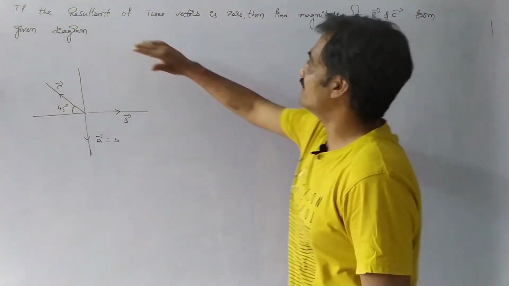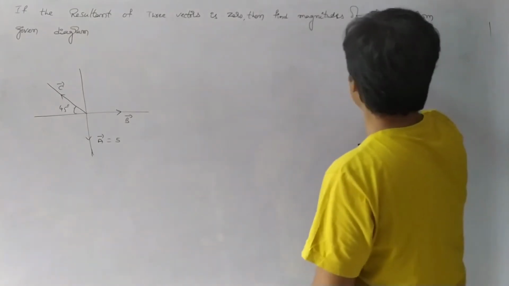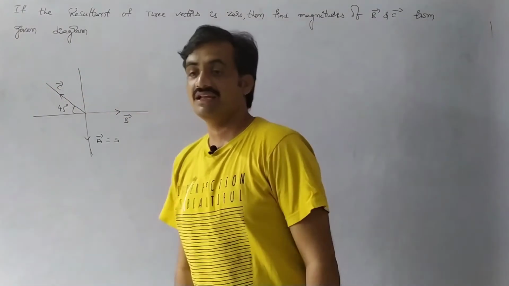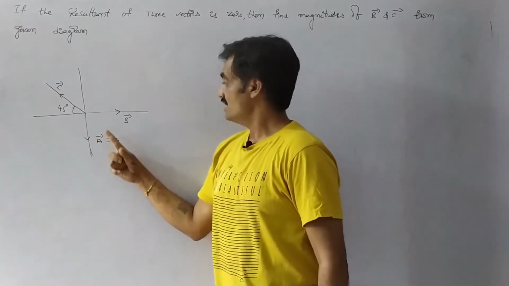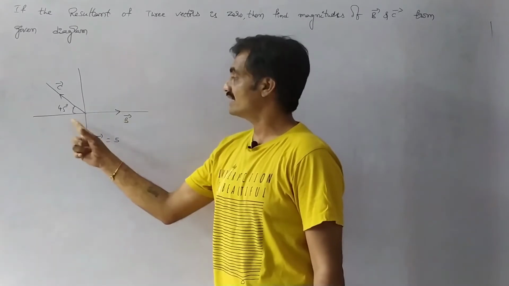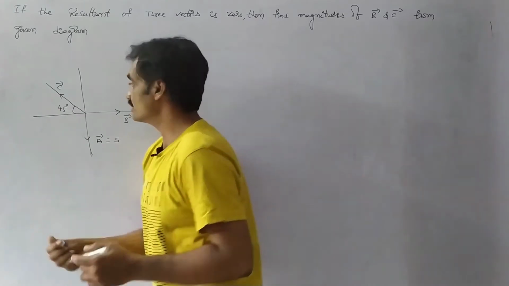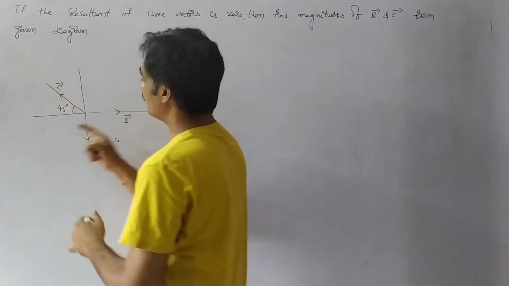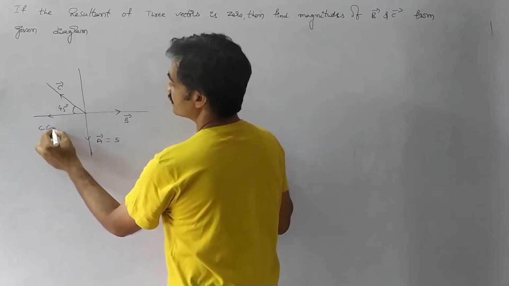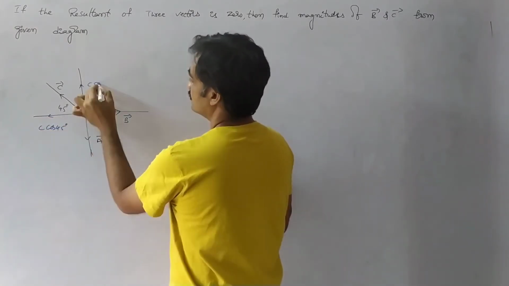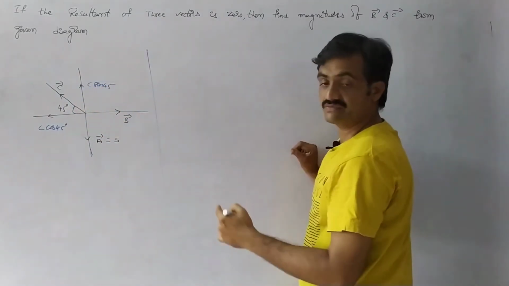And the next problem is: if the resultant of three vectors is 0, then find the magnitude of B bar and C bar from the given diagram. So here observe that vector A is acting along this direction, vector B is acting along this direction, and vector C is at an angle of 45 degrees with the x and y axes. Since vector C makes an angle of 45 degrees, it resolves into two components, C cos 45 and C sin 45. Now we have to write the components of the vectors.